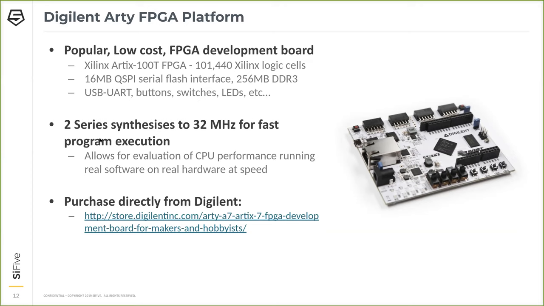So the 2 series is able to be synthesized in this FPGA at 32 megahertz, and this allows for evaluation of the CPU performance, running real software at hardware speed. And again, this is really meant to help your software development teams get started evaluating the custom core that was generated via SiFive Core Designer as soon as it's ready, as opposed to waiting for another integration step of integrating that custom Verilog deliverable into your own maybe FPGA environment. These FPGA boards can be purchased directly from Digilent via the link on the slide here.